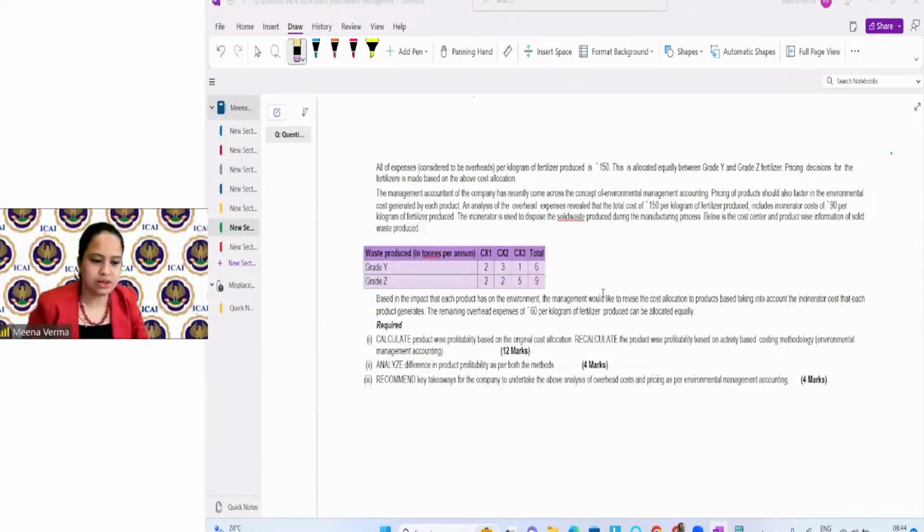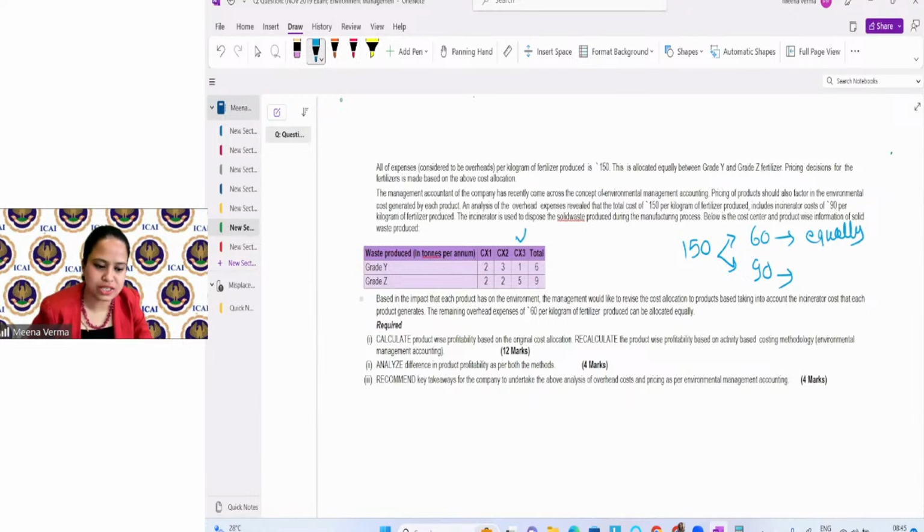So what we have to do is allocate the overhead cost, which is 150. The 150 will be classified as 60 and 90. The 60 will be allocated equally, but the 90 will be allocated using this. Take the 90 cost, first allocate it in this ratio, and then whatever comes will be allocated further. So we will allocate this 90 using these ratios.